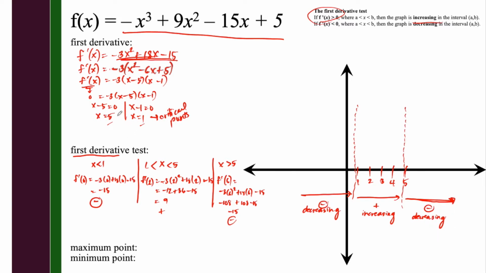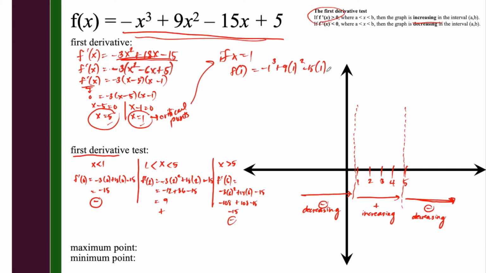So next is, let's get the ordered pair of the critical points. Simply substitute 5 and 1 on the original equation. So we have, let's take 1 first. If x is 1, so that's negative 1 cubed plus 9 times 1 squared minus 15 times 1 plus 5. So that's negative 2. So we have a point which is 1, negative 2, which is either the maximum or minimum point.